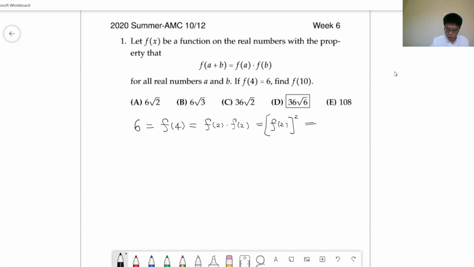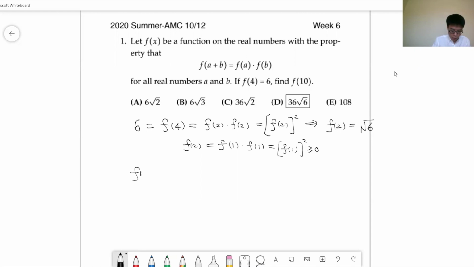So that means we can solve f of 2 equals square root 6 or minus square root 6. But we will see that it must be positive square root 6, because f of 2 is f of 1 times f of 1, because 2 equals 1 plus 1. And this is f of 1 squared, which is non-negative. So f of 2 must be positive square root 6. All right, now we can solve f of 10.